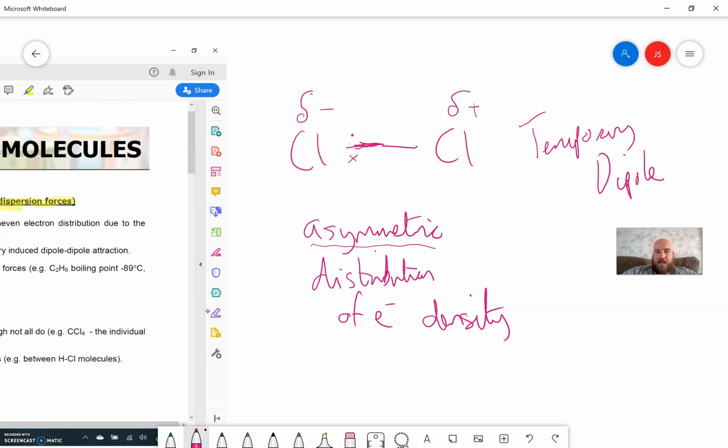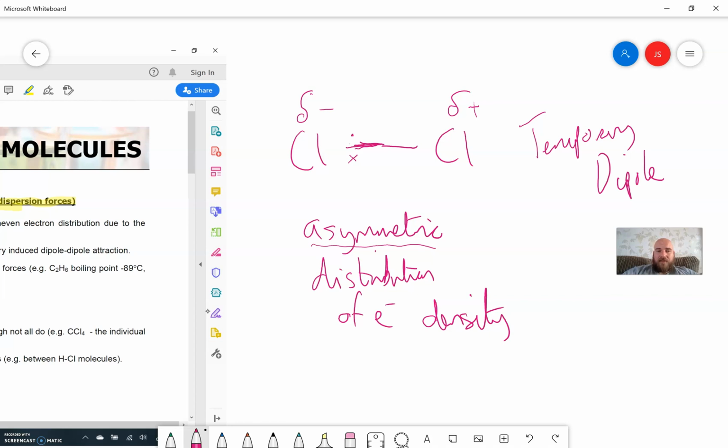All right. Now, what could happen is that the electrons could be shifted over to this chlorine at any one point. So think of the electrons moving rapidly back and forward, back and forward. If you were to average their position, it would be smack bang in the middle, which is why we don't say that it is a polar bond. All right, this is a temporary dipole.